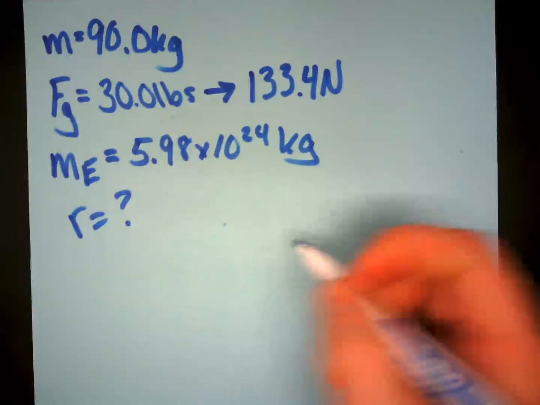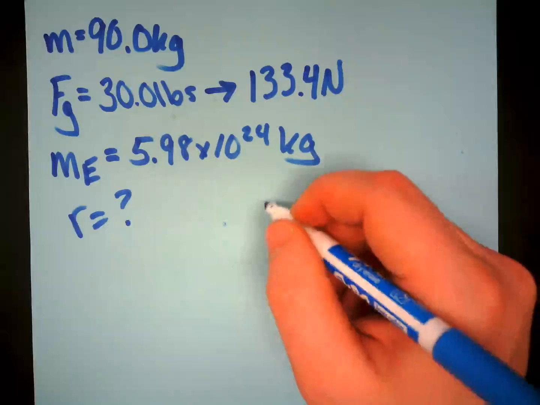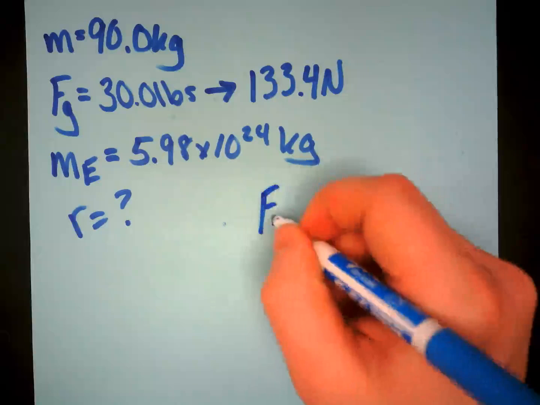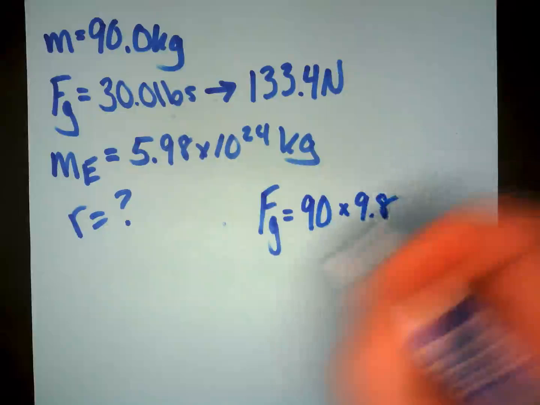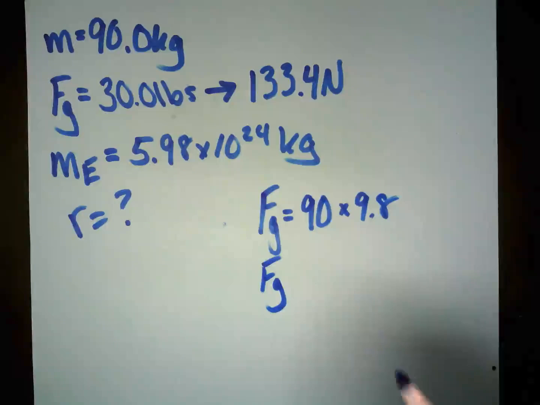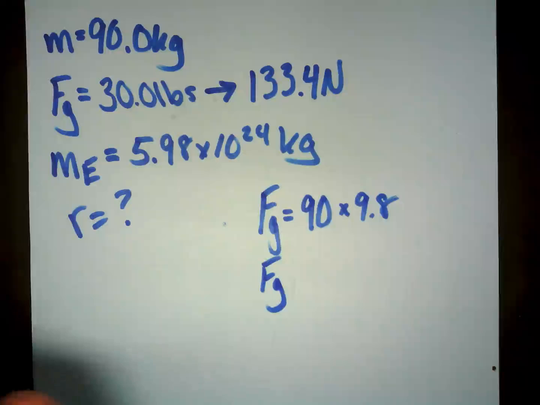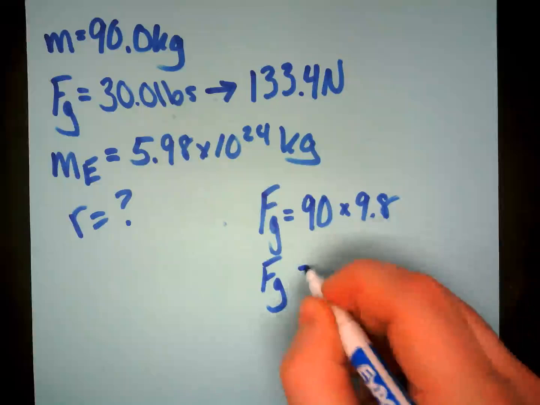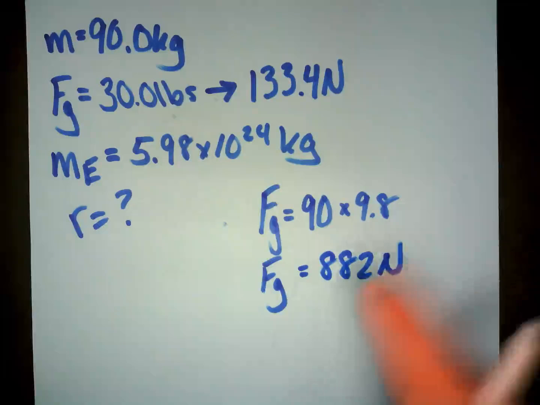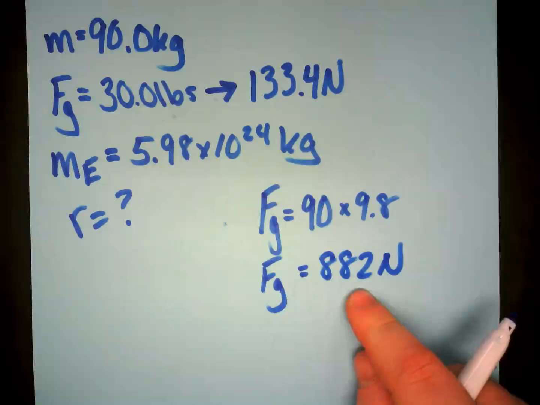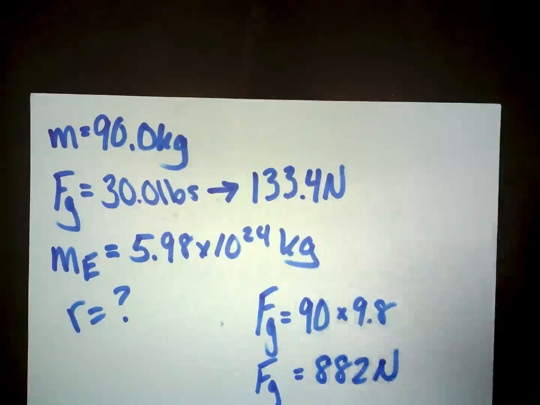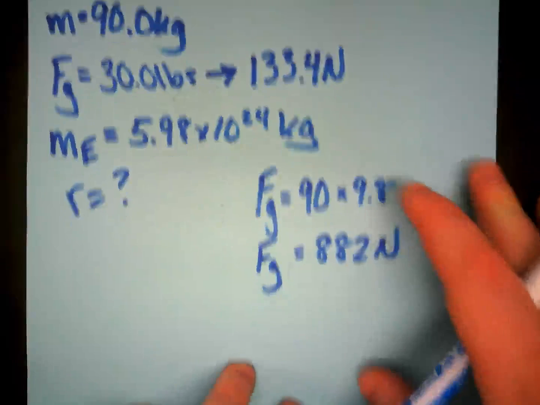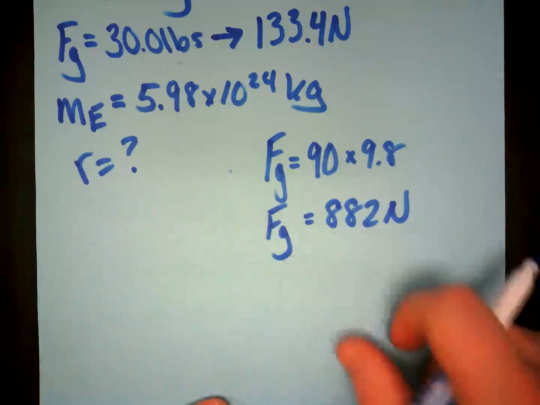Because if we were to quickly put this together, on the surface of the Earth, it would be 90 times 9.8. Roughly speaking, this guy would have 882 newtons worth of weight on the surface of the Earth, but somehow only has 133.4 newtons worth of weight at whatever distance he is away from the Earth. So we've got to figure out just how far away he is from the surface of the Earth in this problem.